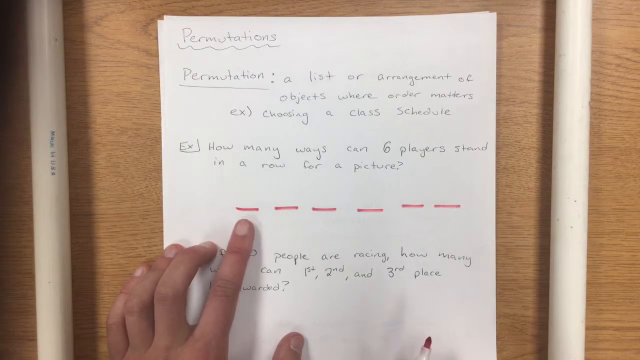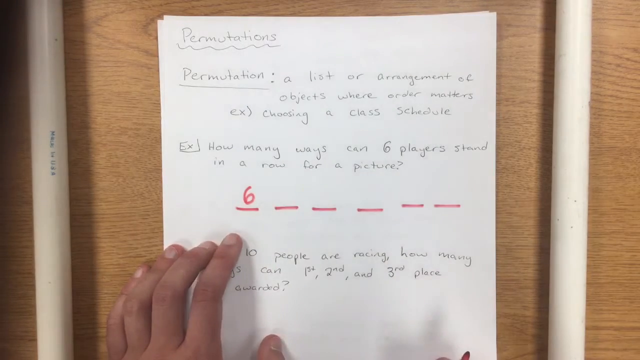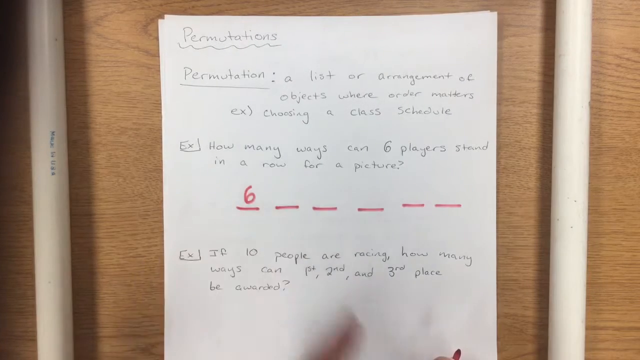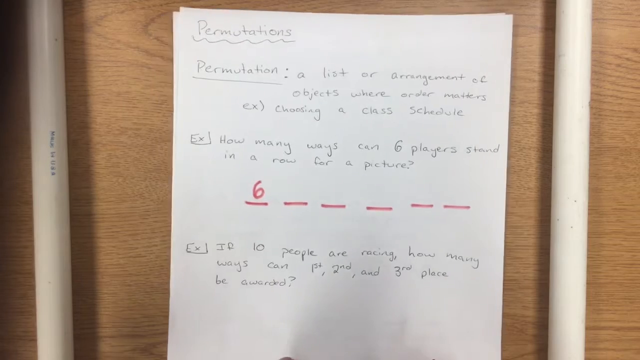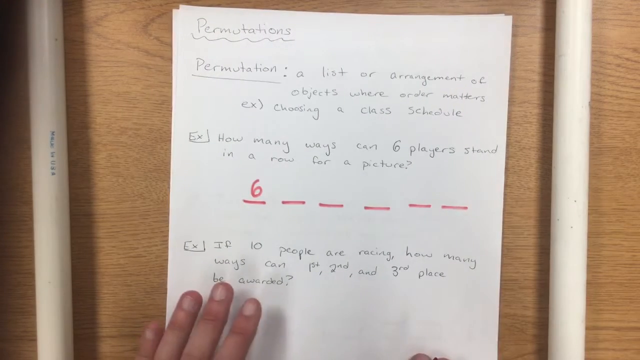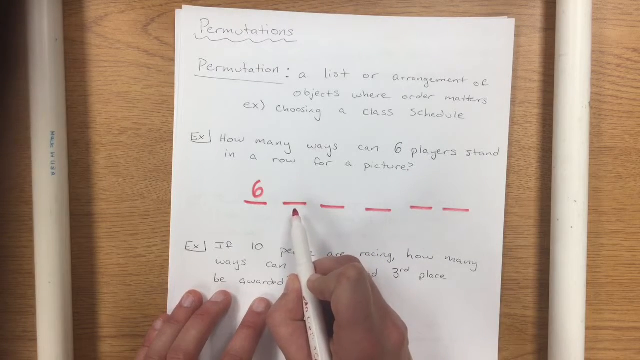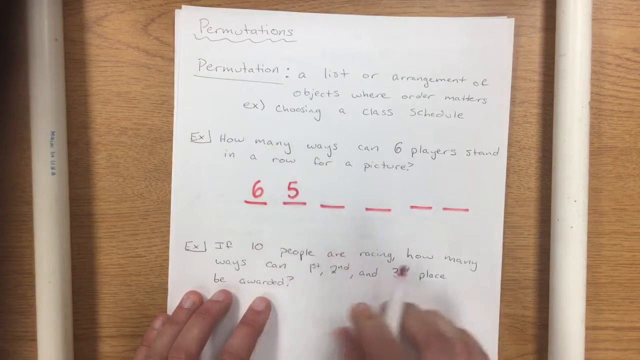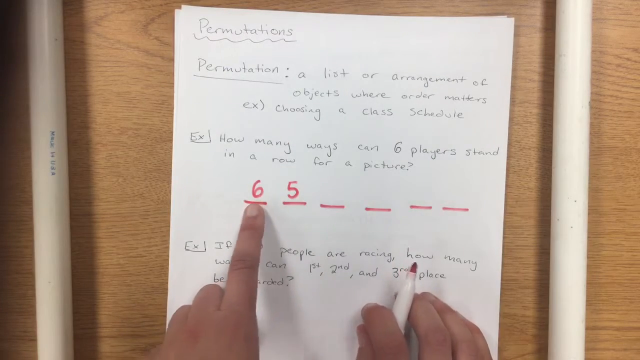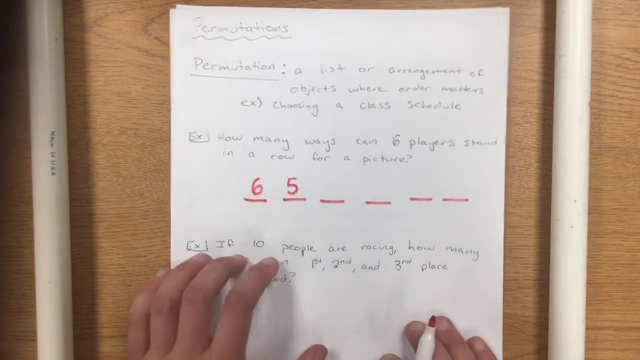So in our first spot, we still have all 6 players. So how many people can go in our first spot in the picture? 6. All right, so now we have somebody standing in the first spot. We're moving on to the second spot. So we're down 1 person from last time. So how many people are left that can go in the second spot? Should be 5, because we already have somebody standing in the first spot. So we had to take somebody away from our 6, so we should have 5.